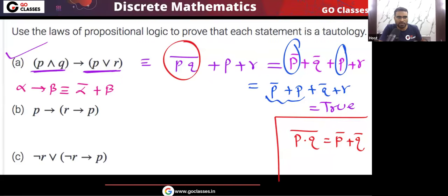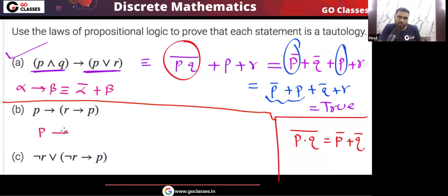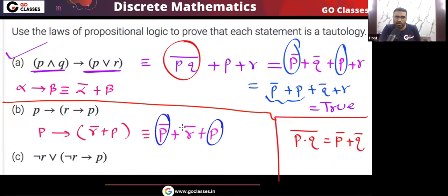What about option B? Let's check option B. The same thing you can do for option B. It will be like this: P implies R bar or P. Yes or no? Now remember alpha implies beta is the same as alpha bar or beta. Now this will become P bar, or this will be as it is. Again you can notice here P, here P bar. So again it will become true.